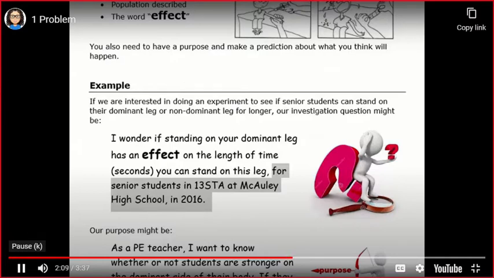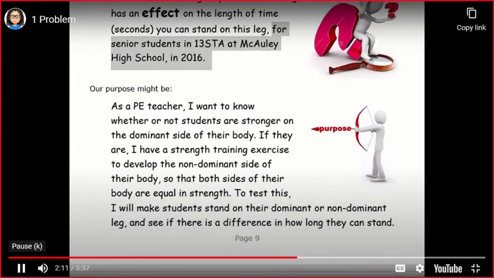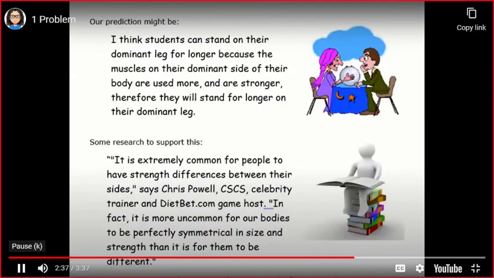To come up with a purpose for this, it might be that as a PE teacher, I want to know if one side's stronger than the other, because I'm looking at whether I need to build up the strength on one side of people's bodies, students' bodies, or the other, or whether I can expect both sides to be pretty equal in terms of strength. So to test it, I'm going to make them stand on their dominant leg or non-dominant leg to see if there's any difference. So there's my reason for wanting to investigate this particular question.